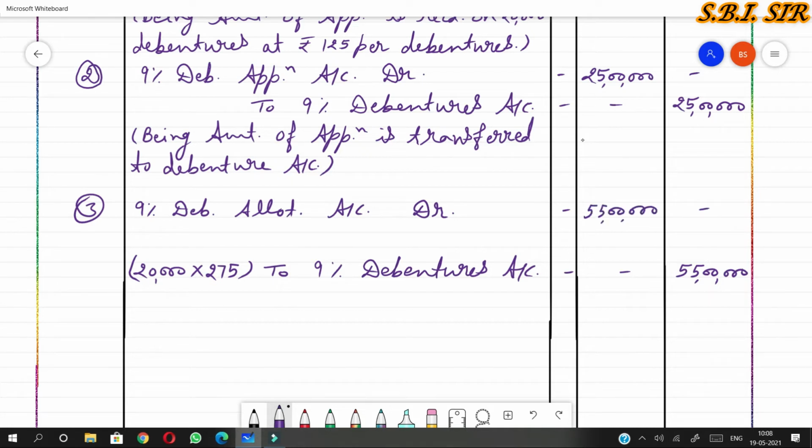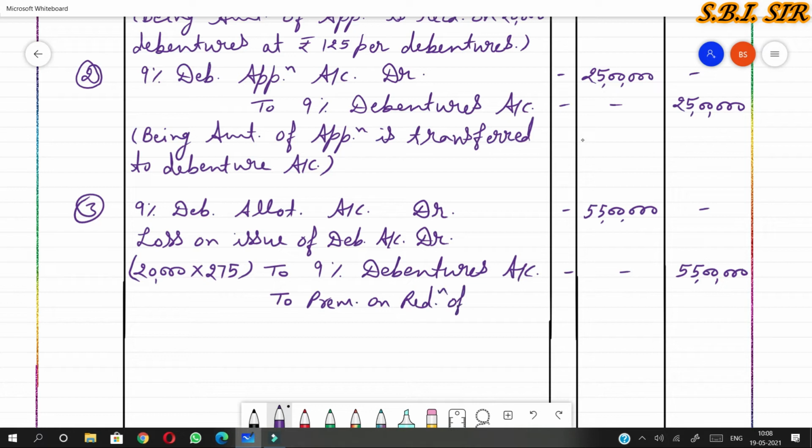Now 12% premium is to be paid on redemption, so we will transfer the loss. Loss on issue of debentures account debit to premium on redemption of debentures account. Premium is 12%, means on 400 face value of debentures, 400's 12% is 48 rupees, means 20,000 multiplied by 48, 9,60,000 credit side and 9,60,000 debit side.